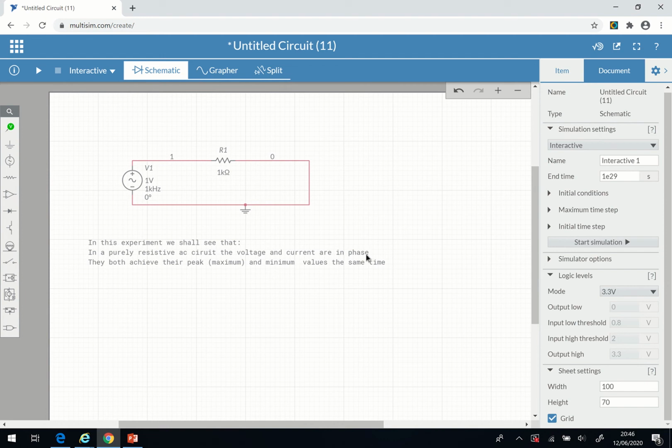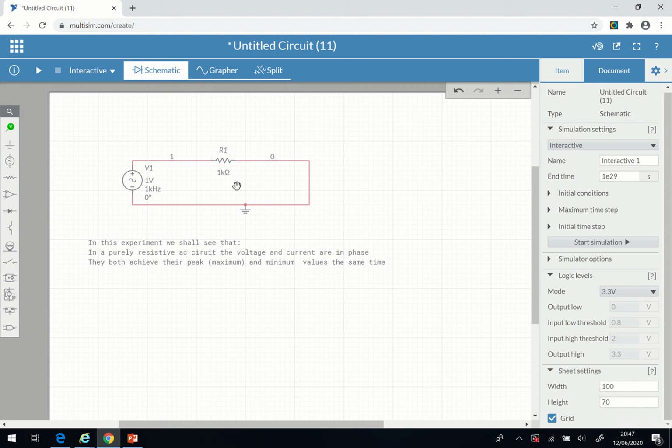There isn't any time difference between the time that the voltage achieves its peak or maximum value and the time that the current achieves its peak or maximum value. They both achieve their maximum and minimum values at the same time. That's what we are expecting to see in this tutorial.